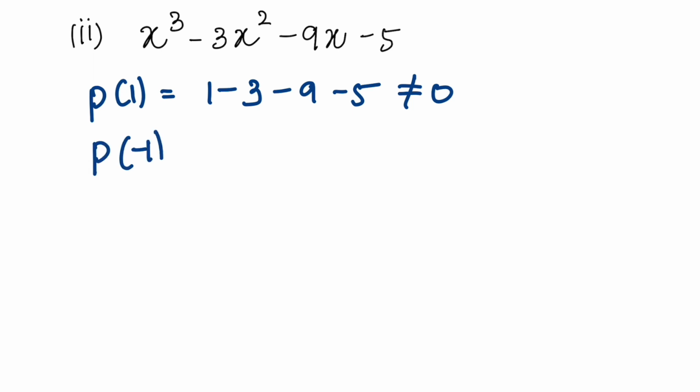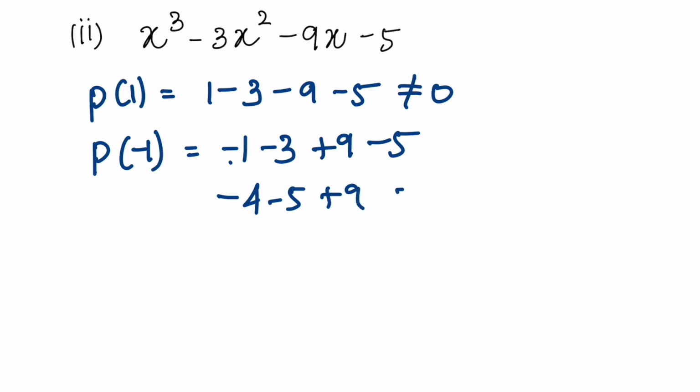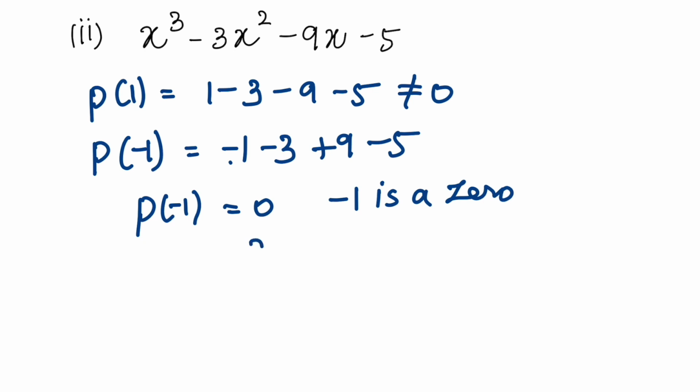Let us check that for minus 1. So that is equal to minus 1 cube is minus 1, and minus 1 squared is plus 1, so this becomes minus 3, and this becomes plus 9, and we have minus 5 here. So this is minus 4 minus 5 plus 9, so that comes out to 0. Okay, so P of minus 1 is 0. Since it is equal to 0, you can tell that minus 1 is a zero. Okay, so x plus 1 is a factor.